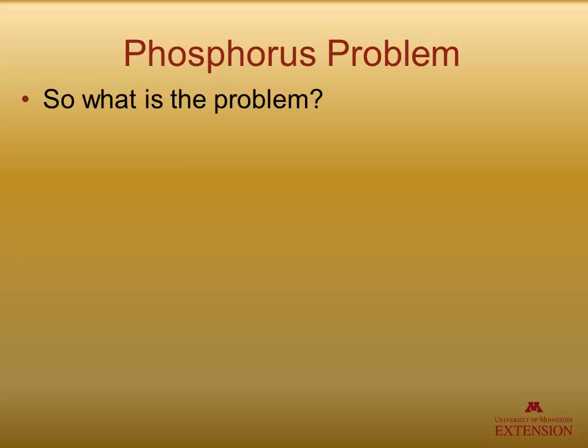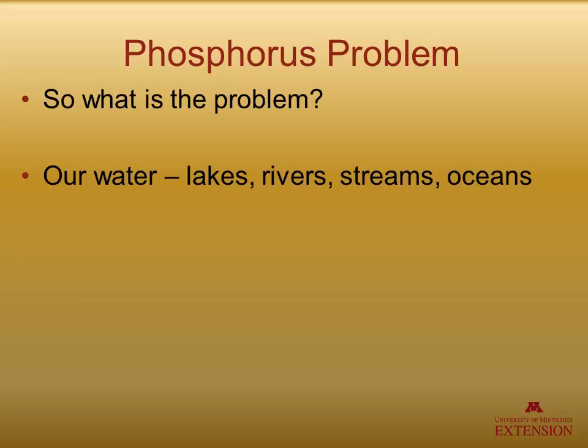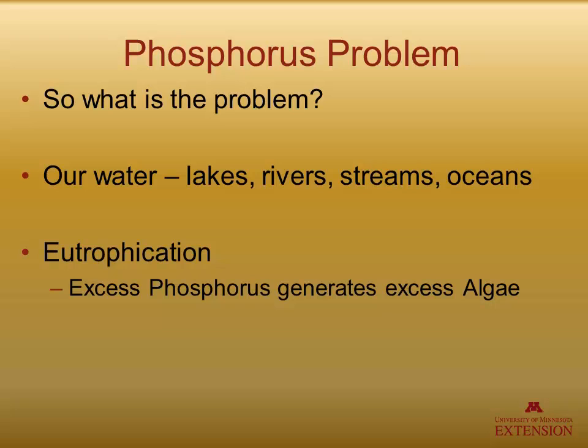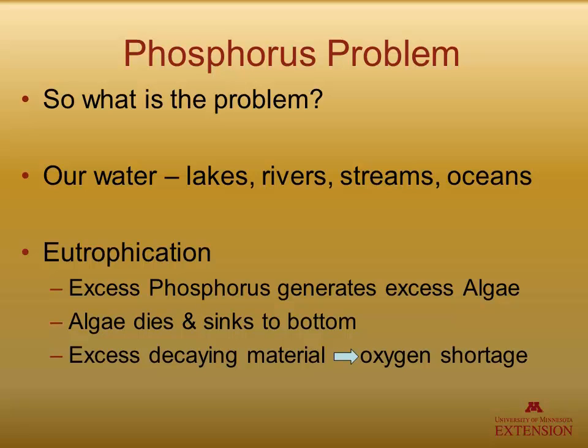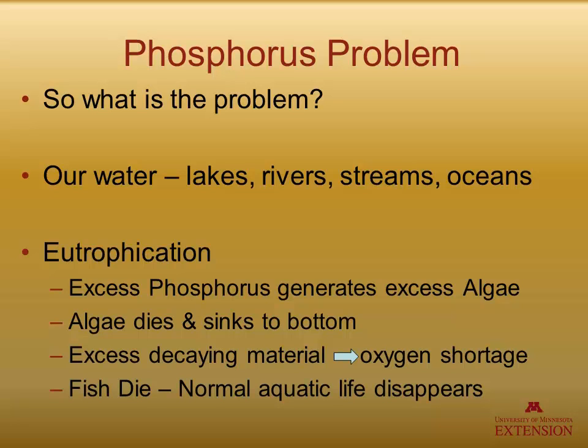The phosphorus problem. What is the phosphorus problem anyway? Well, the big problem is in our lakes, our rivers, our streams, and our oceans. We have a process called eutrophication, where excess phosphorus that gets into these waters generates excess algae growth. This excess algae eventually dies and sinks to the bottom of the water. It starts to decay, and this decaying process causes an oxygen shortage in the bottom of the water. With an oxygen shortage, our normal aquatic life has a hard time surviving and may eventually disappear.